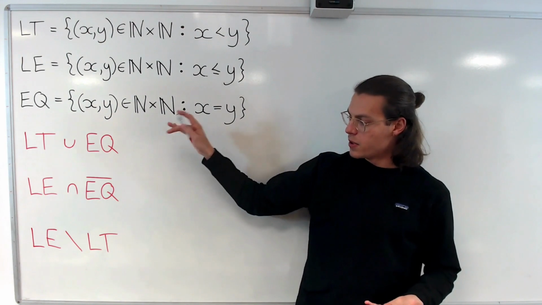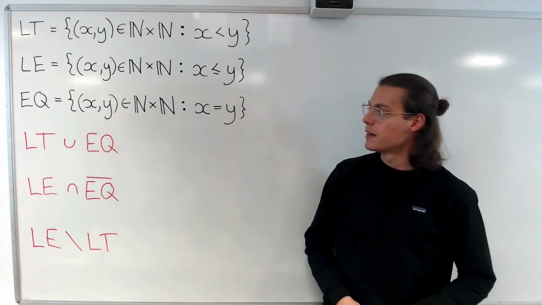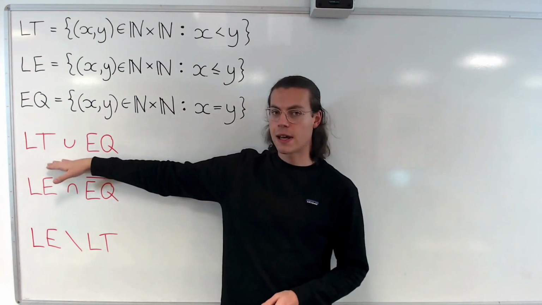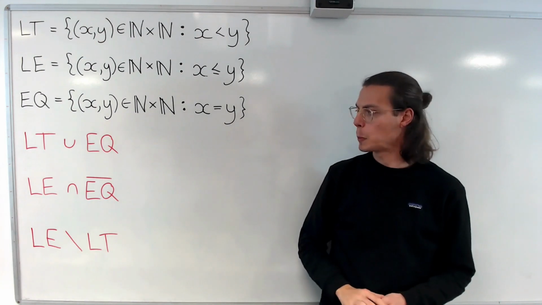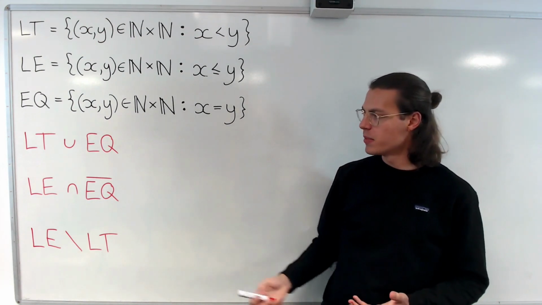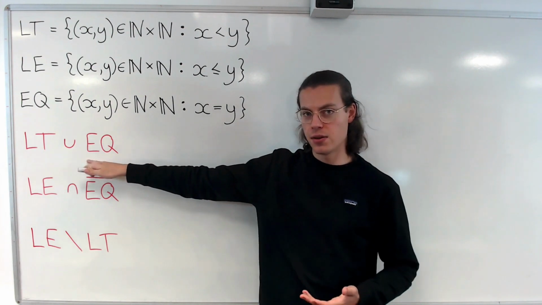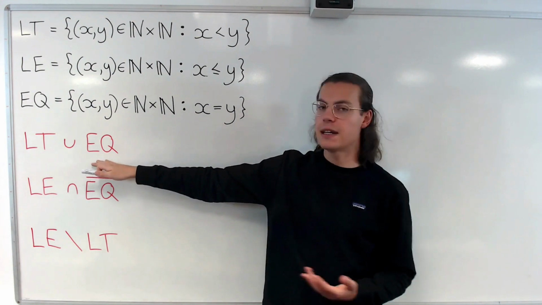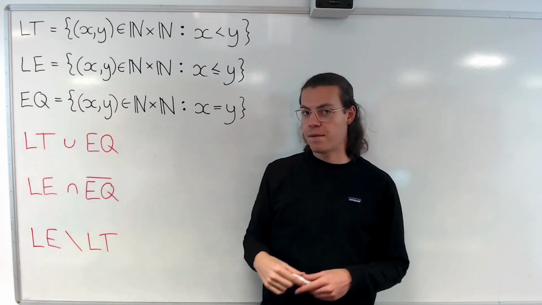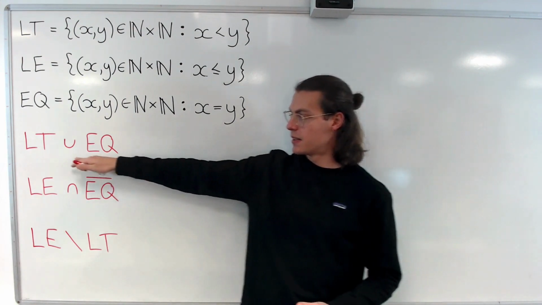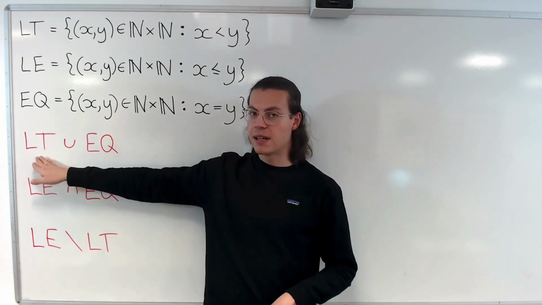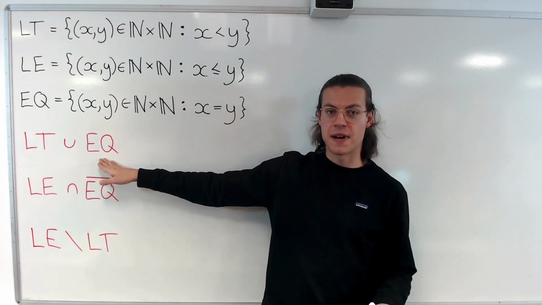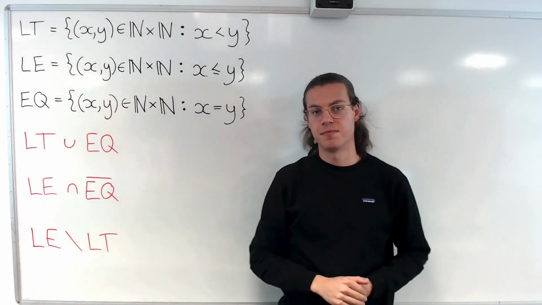Now we are going to look at a few other relations that are defined in terms of these 3 relations. First up, the union of LT and EQ. For a pair of numbers to be in this relation, the union, it must either be in LT or in EQ. In other words, for a pair XY to be in this union, X must either be less than Y or equal to Y. So this is in fact the less than or equal to relation.